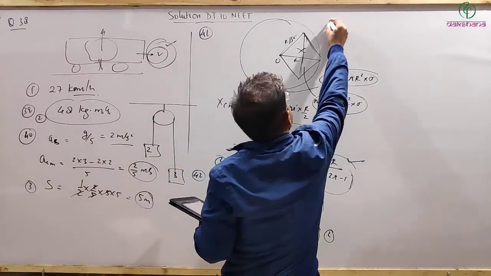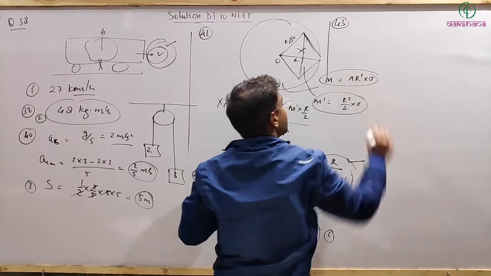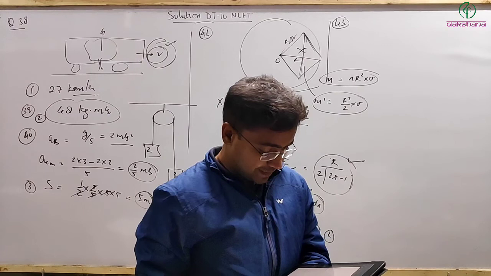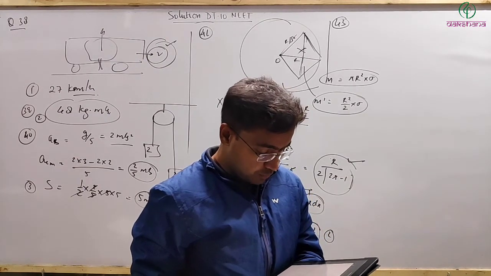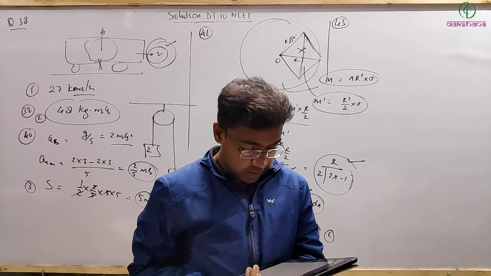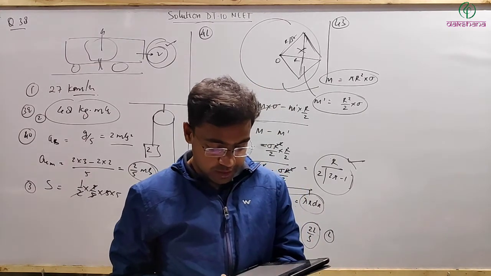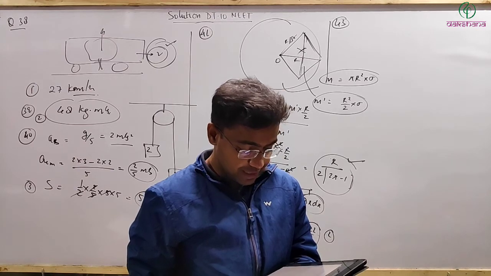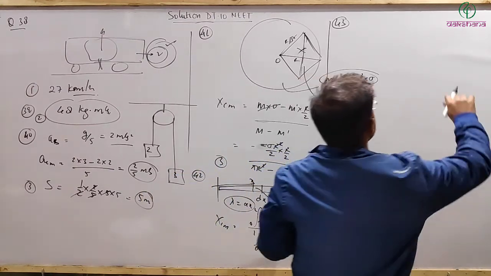Next question number 43. So here 4 particles of mass m1, 2m, m2, 4m, m3, m and m4 are placed at 4 corners of the square. What should be the value of m4 so that the center of mass of the 4 particles is exactly at the center of the square?